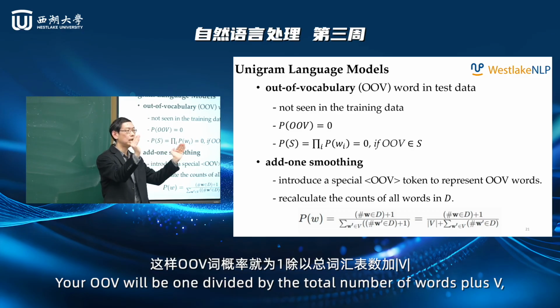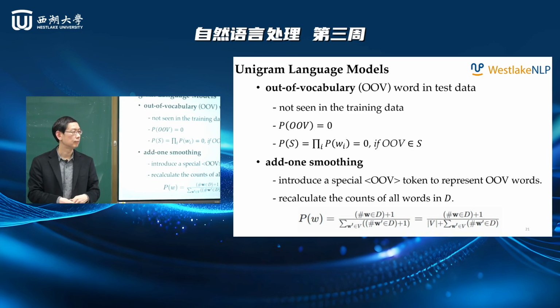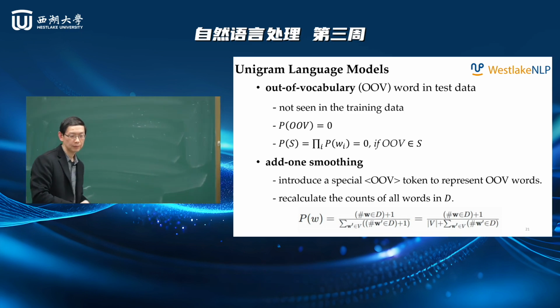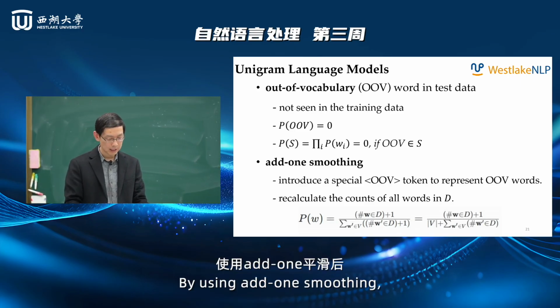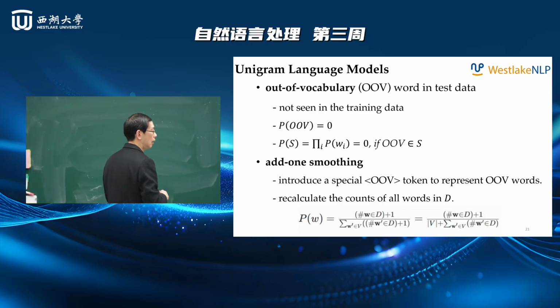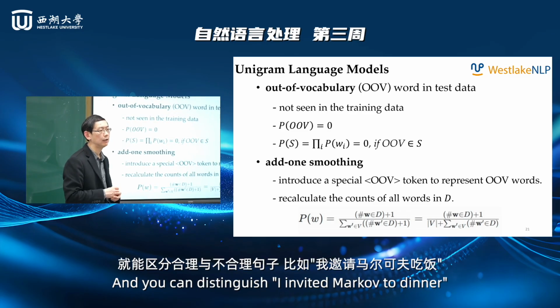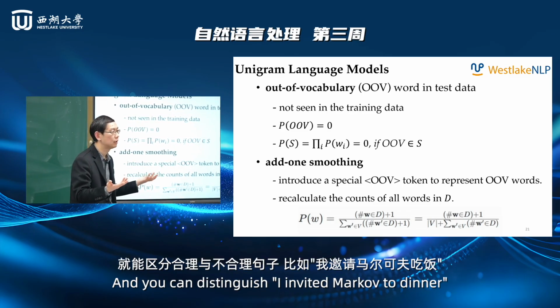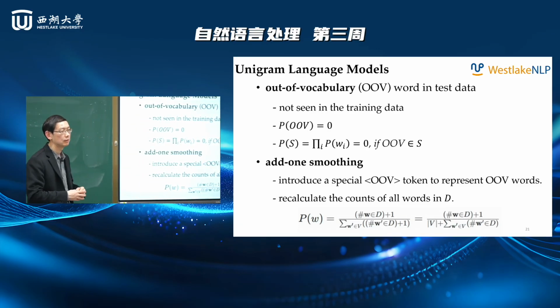So your OOV will be 1 divided by the total number of words plus V. Right? Because every word increases 1. Okay? This is called add-one smoothing. By using add-one smoothing, your out-of-vocabulary words have a non-zero probability, and you can distinguish I invited Markov to dinner and I hyperbole Markov easy up, right? Something like that.